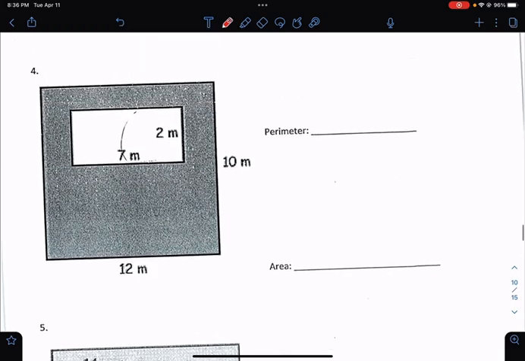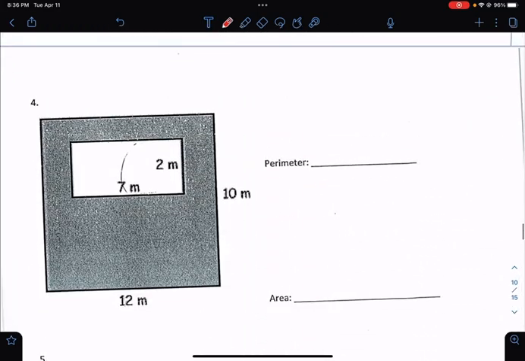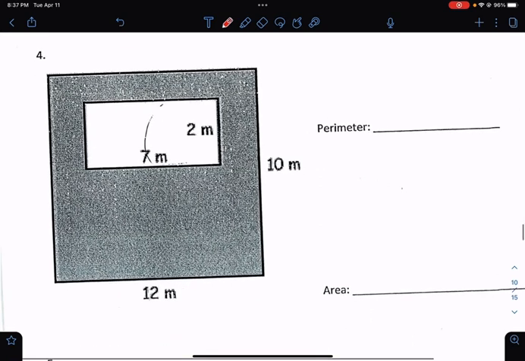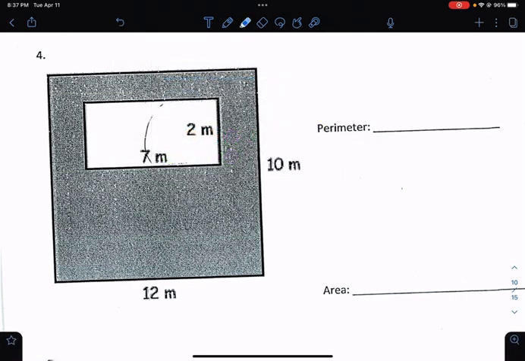All right, so let's look at number 4. It looks really fun. This is going to be the last problem before we get to our assignment. Number 4 is interesting because we're going to find the perimeter. And the perimeter, normally it's always on the outside, but we're going to actually include this part on the inside. So that would be included in the perimeter.